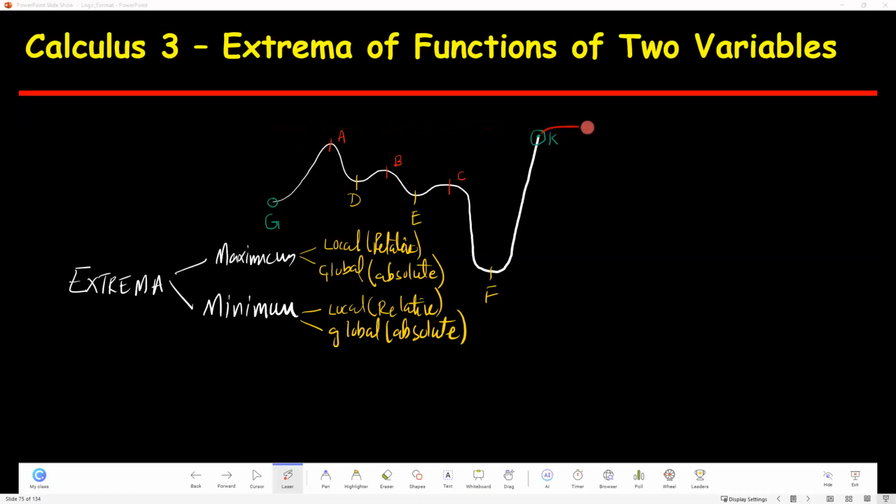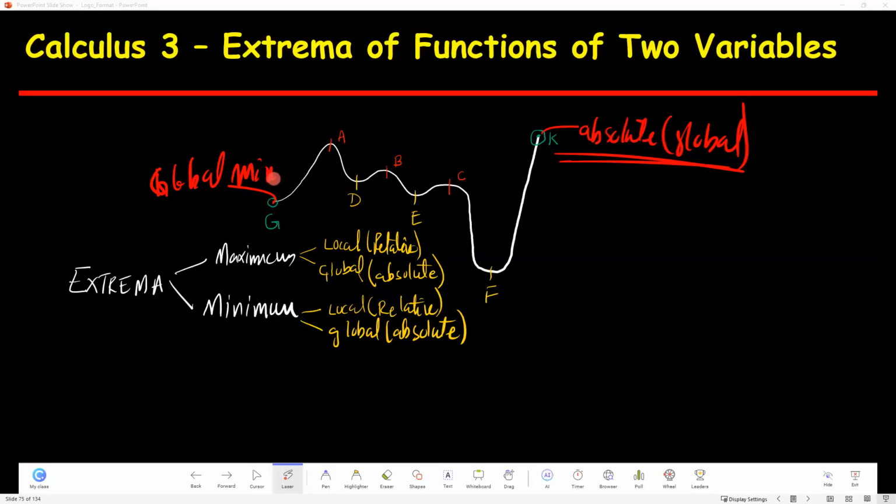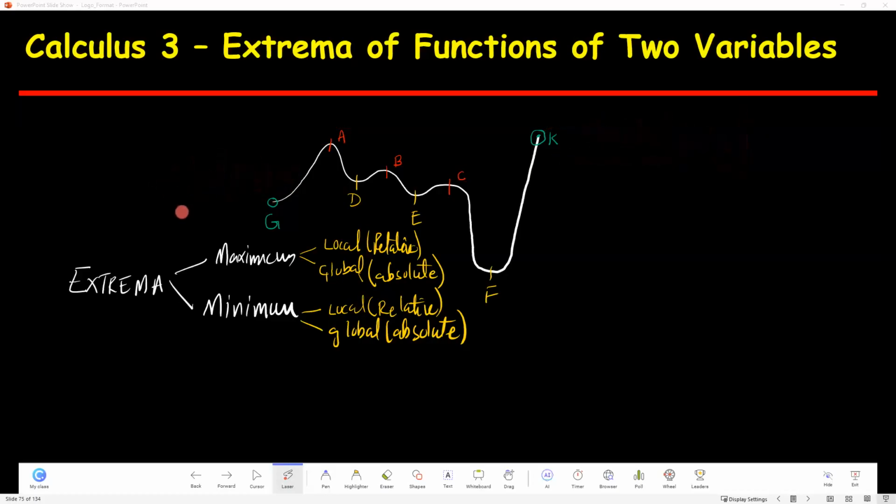So maybe I can say this is the absolute or global maxima. Same thing, point G is the global minimum. Or I can call it absolute, or global minimum.